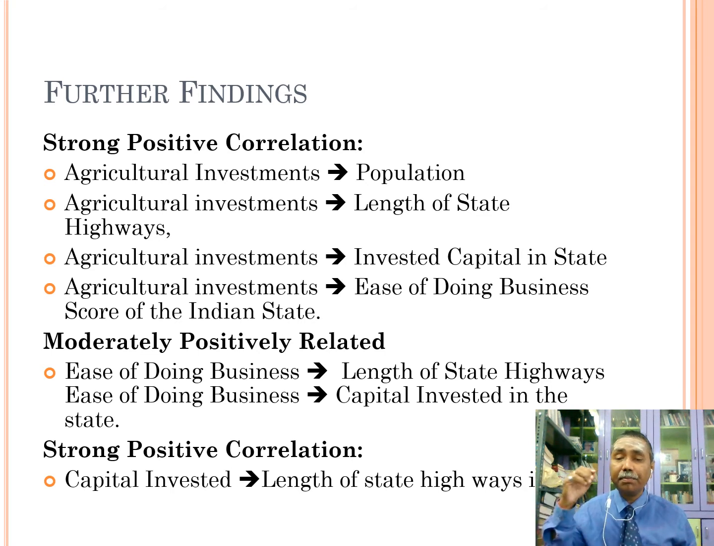Similarly, capital coming to the state is also increasing because of the ease of doing business score. Next, a strong positive correlation. What is it that we found? Capital invested in the state is positively correlated to the length of state highways. That is very much correct, right? The more investments we are putting in the state, the more it contributes to the length of the state highways. So these are some of the findings.